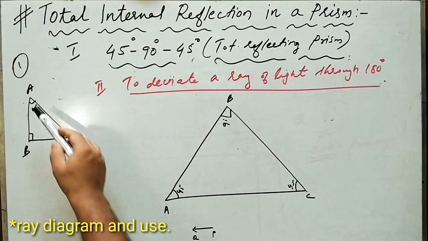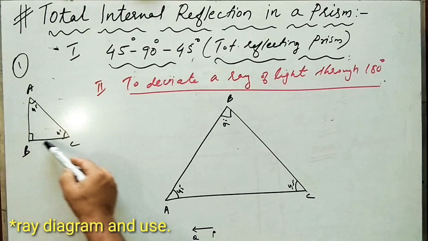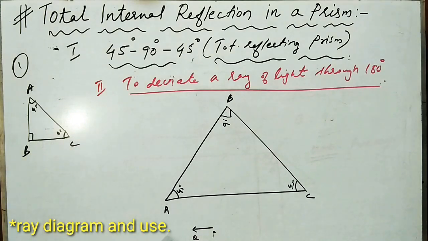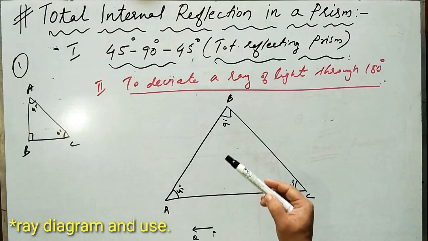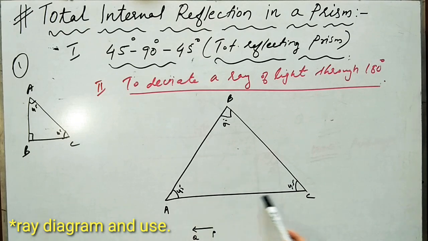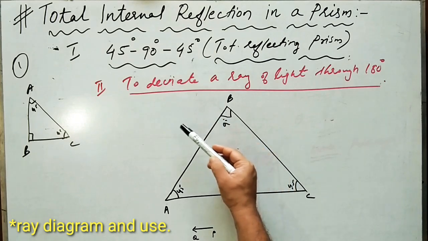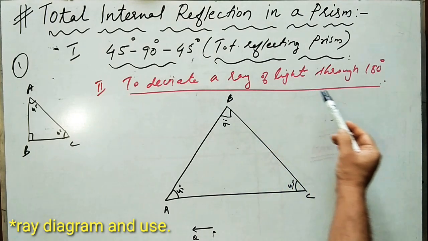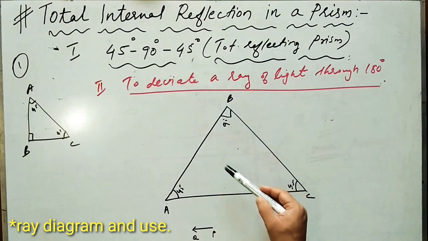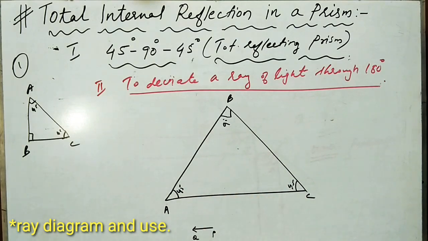In the first case, a total reflecting prism is kept like this, and I said BC is the base. Here in the second case, we can notice that just the orientation of the prism is changed. So AC is the base on which the prism is resting. In the initial case BC was the base. So in the second case, in deviation of a ray of light through 180 degrees, just the orientation of the prism has changed.